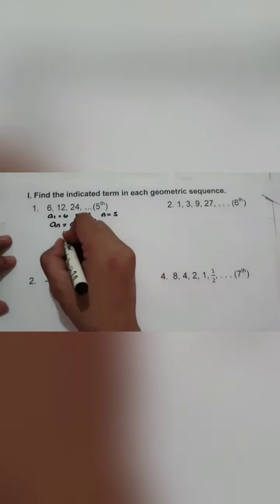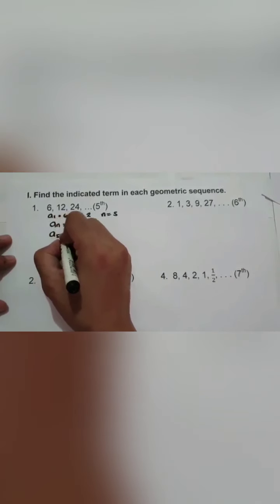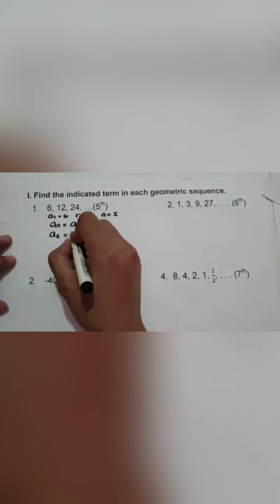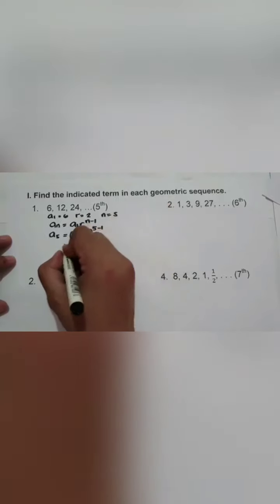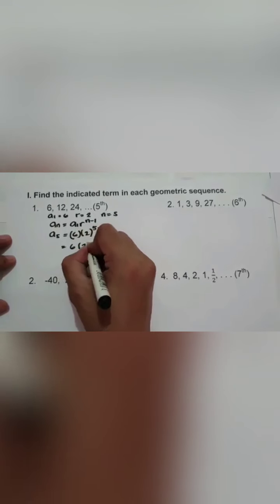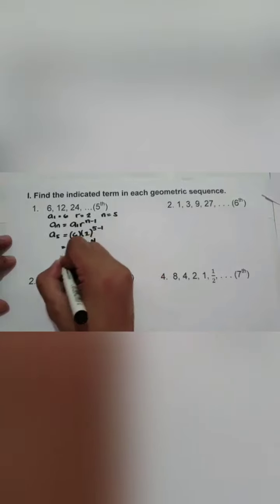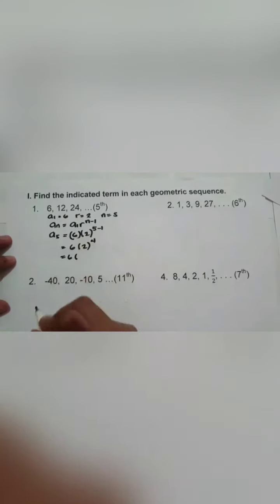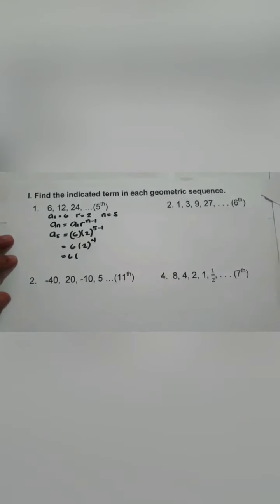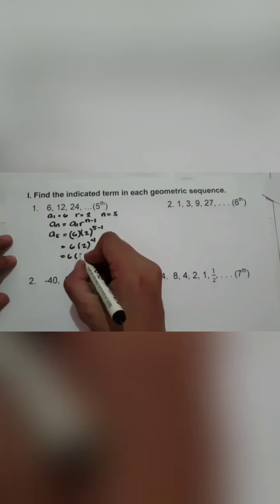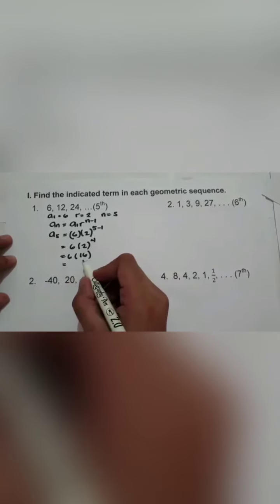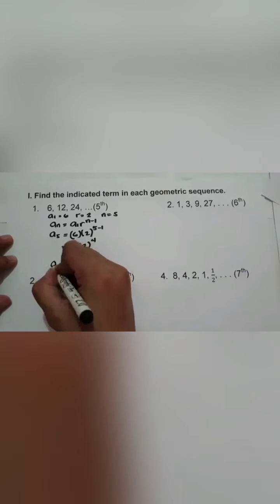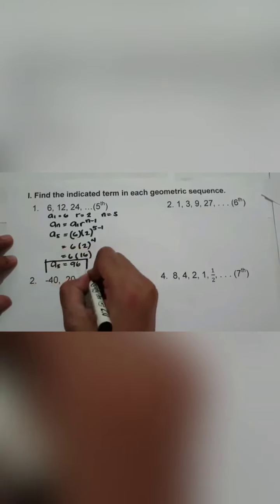Now, let us simplify. We have a sub 5. A sub 1 will be 6 times the ratio, which is 2, raised to 5 minus 1. So we have 6 times 2 raised to 5 minus 1, which is 4, equals 6 times 2 raised to 4, that is 16. Therefore, 6 multiplied by 16 is 96. So a sub 5, or the fifth term, is 96.